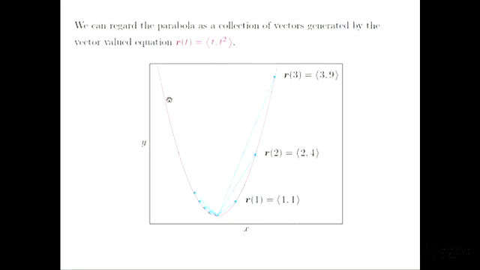Okay, so here's a few positions on the curve. If we look at r(1) and evaluate it, 1 would get substituted in for t here, and you'd see we get 1, 1 squared, which is (1, 1). If we substituted 2 in here, we would get 2, 2 squared, which is (2, 4). 3 gives you 3 and 3 squared, which is (3, 9). And of course, we're going to get one of these points for every real t. So this is just an alternate way of describing the parabola.